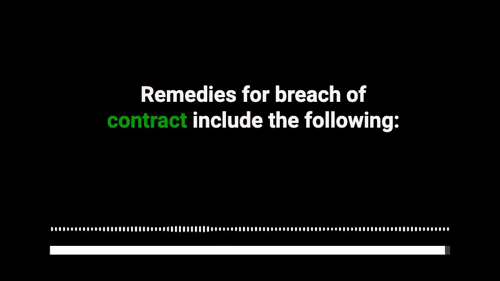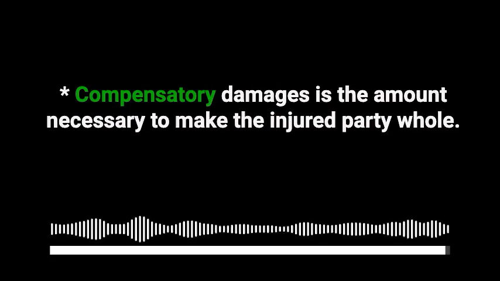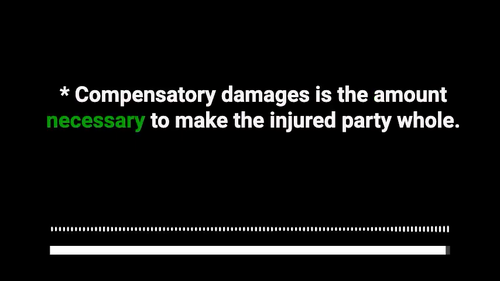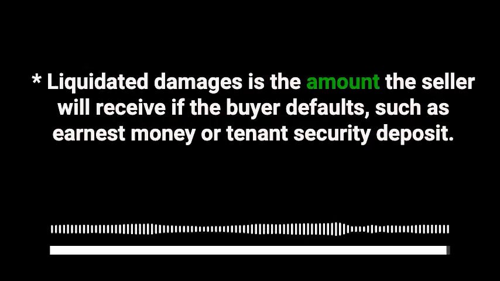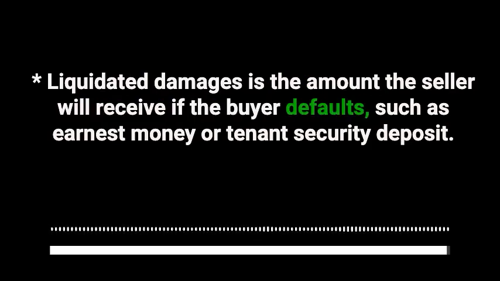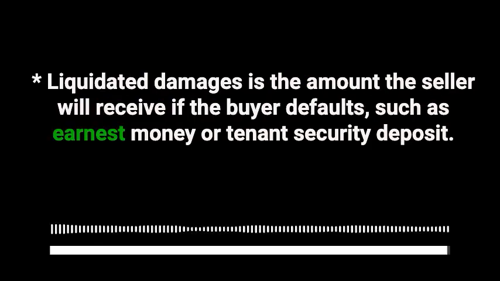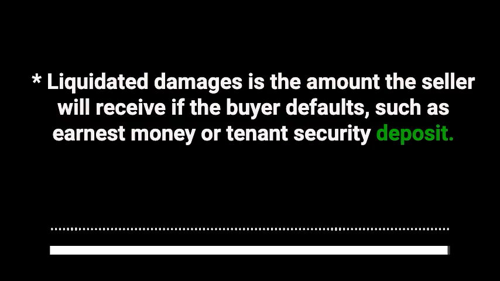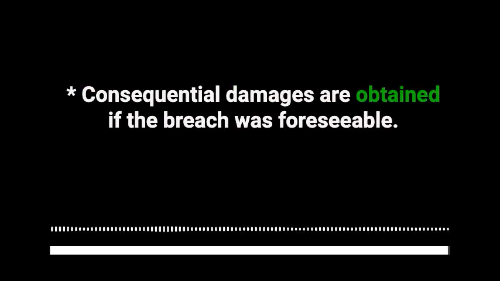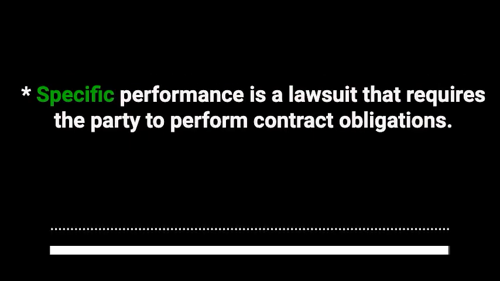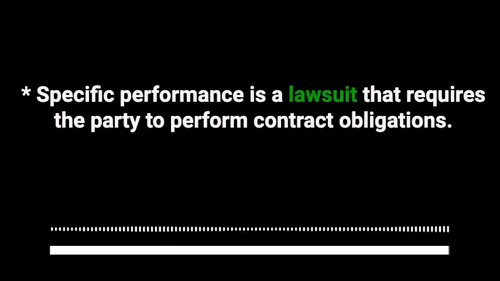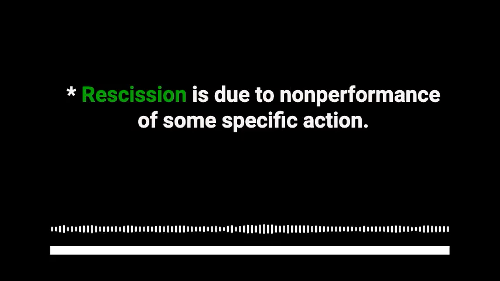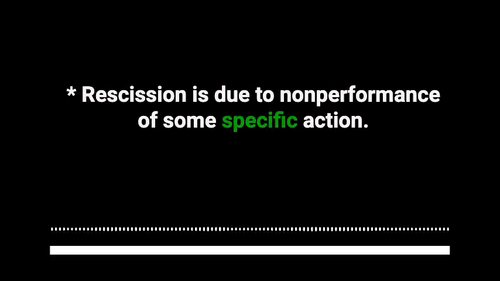Remedies for breach of contract include the following: compensatory damages is the amount necessary to make the injured party whole. Liquidated damages is the amount the seller will receive if the buyer defaults, such as earnest money or tenant security deposit. Consequential damages are obtained if the breach was foreseeable. Specific performance is a lawsuit that requires the party to perform contract obligations. Rescission is due to non-performance of some specific action.